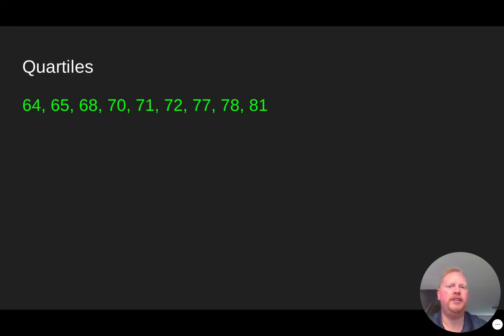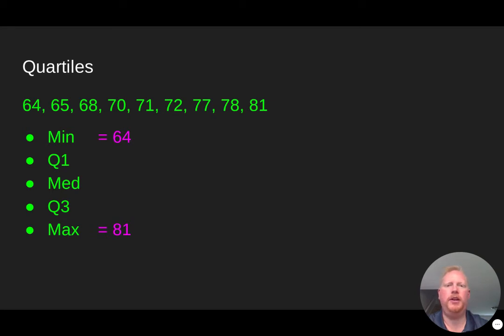Okay, 2 more examples to go. And yes, it's going to be a little bit trickier each time. All right, so let's go ahead and try this. Let's find those 5 data points. So the easy ones, the minimum and the maximum. The minimum is 64, maximum is 81.